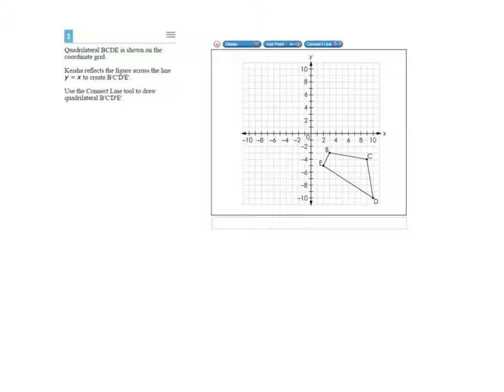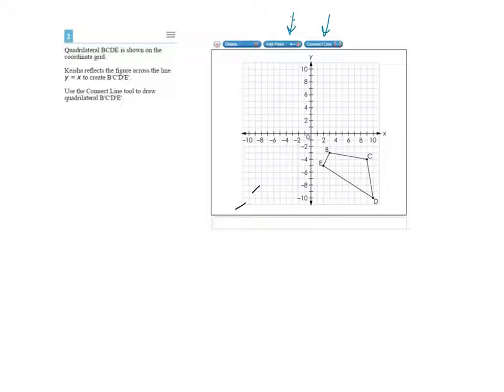Okay, so let's look at another one. This says quadrilateral BCDE is shown on the coordinate grid. Keisha reflects the figure across the line y = x to create B prime, C prime, D prime, E prime. Use the connect tool to draw the quadrilateral. On the state test, you can add points by clicking this, and then you can connect those lines with this tool. It's pretty self-explanatory when you get there.